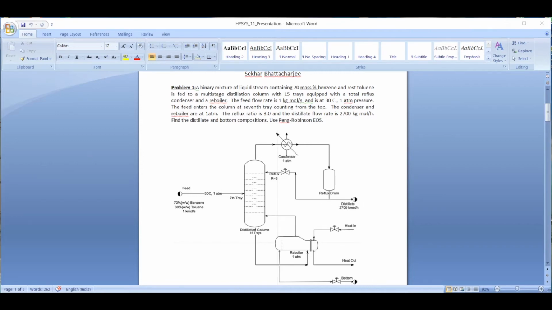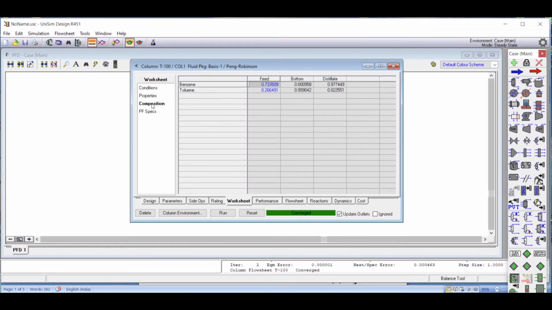So what are the compositions? If you go here, you look at the composition. So this would be my composition. So this is my bottom composition. Of course, almost no benzene there.